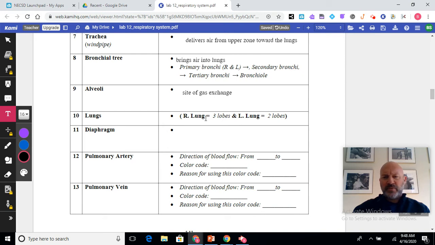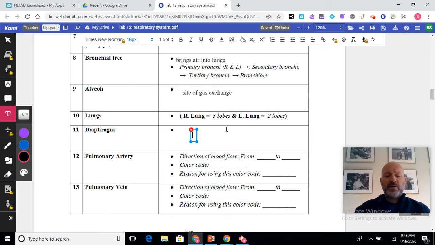Two lungs. Remember, the right lung has 3 lobes. The left lung has 2 lobes, and it's because that left lobe has that cardiac notch, right? That makes room for the heart. And the diaphragm is a sheet of muscle that controls breathing.